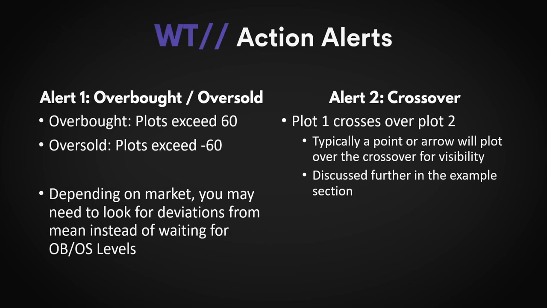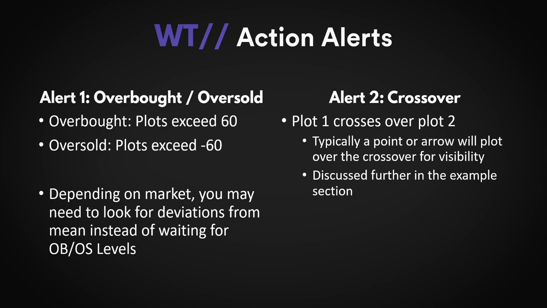So with the wave trend, there are two action alerts that you want to be looking for. The first one is overbought and oversold. If your plot exceeds 60 or if your plot exceeds under -60, it's either overbought or oversold. And if you're familiar with an RSI indicator, that means you want to buy or sell because there's more demand and more supply, and it's at the point in which the trend might reverse. Depending on the market, however, you might need to look for deviations from the mean instead of waiting for overbought or oversold levels, simply because there's not that much price action.